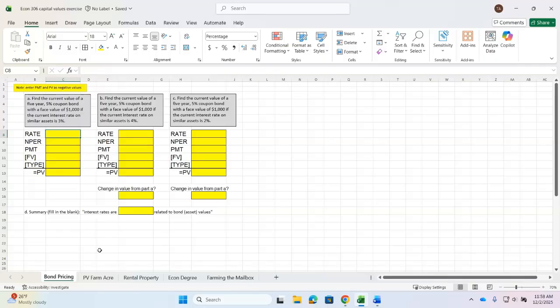We're not going to get too fancy or too complicated. We want to think big picture. What's the role of the interest rate and other key variables? The magnitude of income streams, the durability, the length that the income stream lasts.